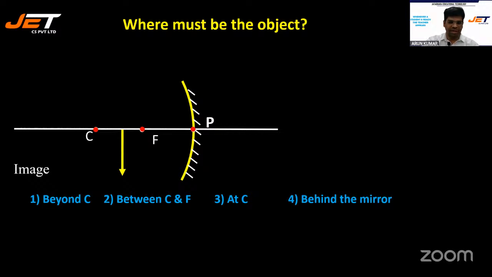Yes, beyond C. Absolutely right. Beyond C is absolutely right. Over here. Now, where must the object be? The image is given, a dotted line image is given. The object must be here. Where must be the object?